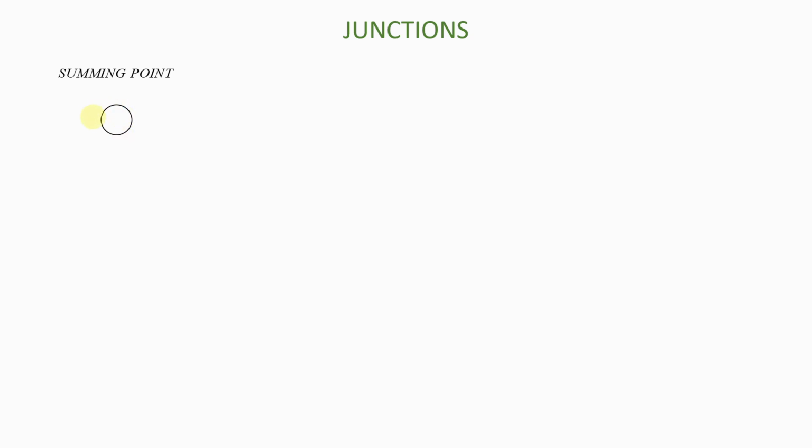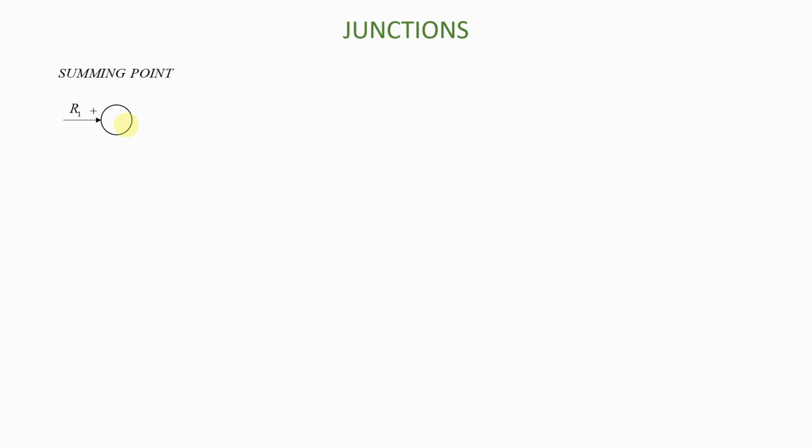But this circle here, whenever you see that in your block diagram, it is a summing point. That is what it represents. So this is a place where signals can be added or subtracted and so on and so forth.